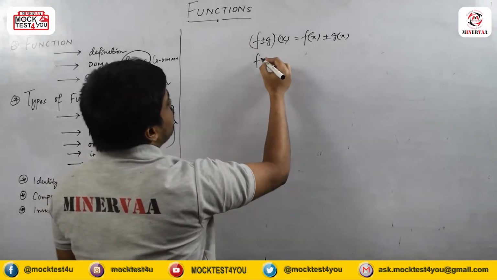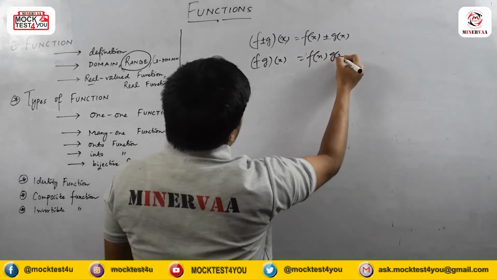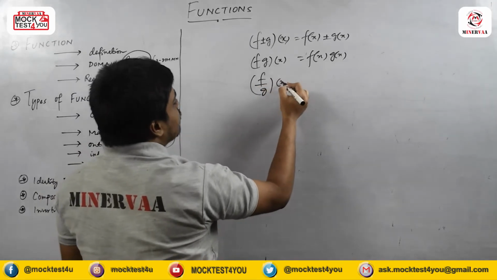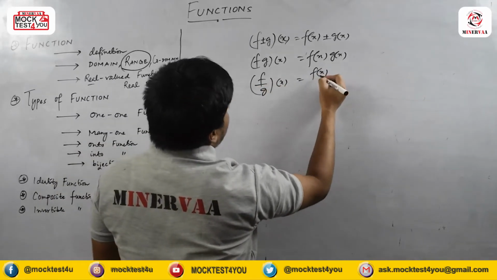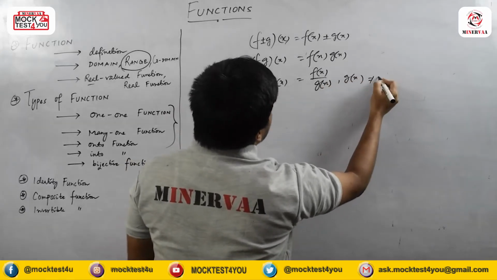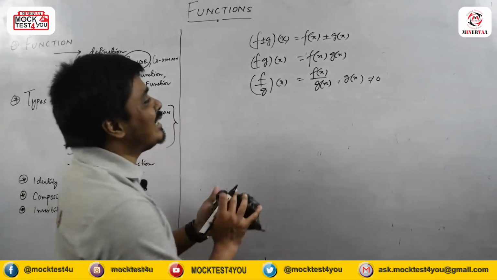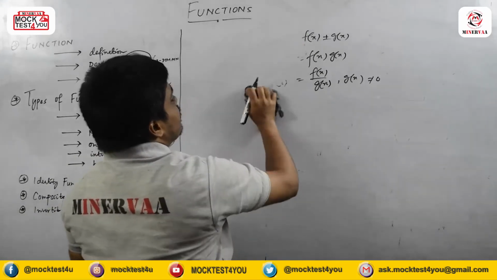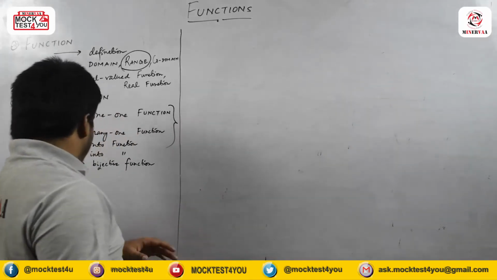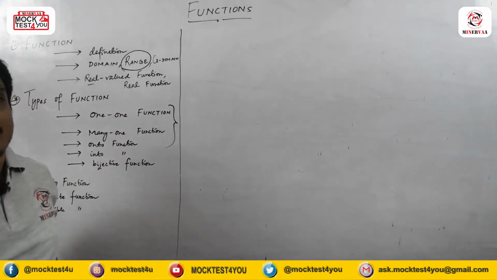If I have fg of x, that is what? fx into gx. Now if I have f by g of x, that is what? fx by gx, provided gx is not equal to 0. So this is what algebra functions are, which you have learned in class 11. The reason for me to discuss this is because you will be needing these while solving some questions. So let me just jump into some problems.